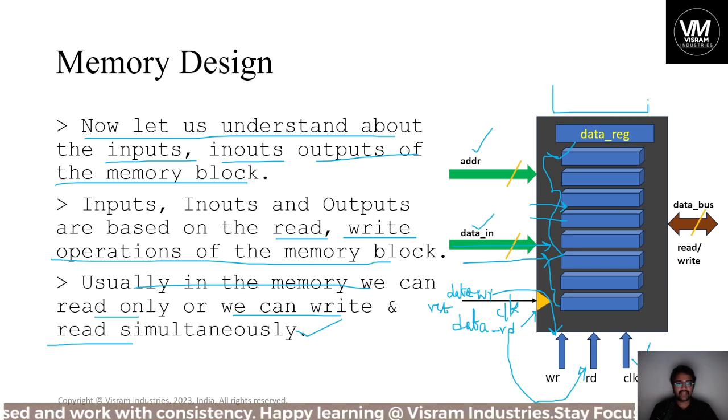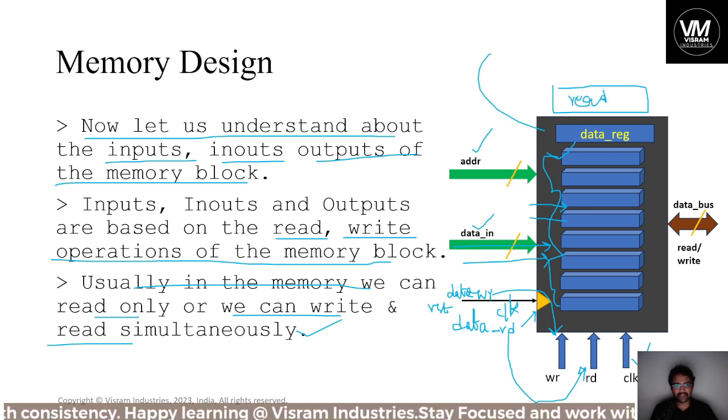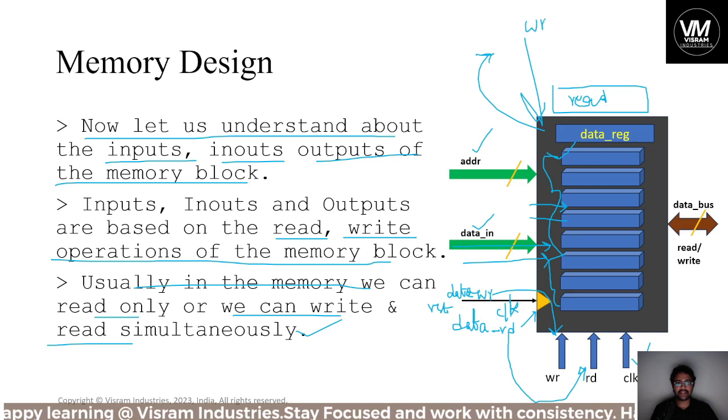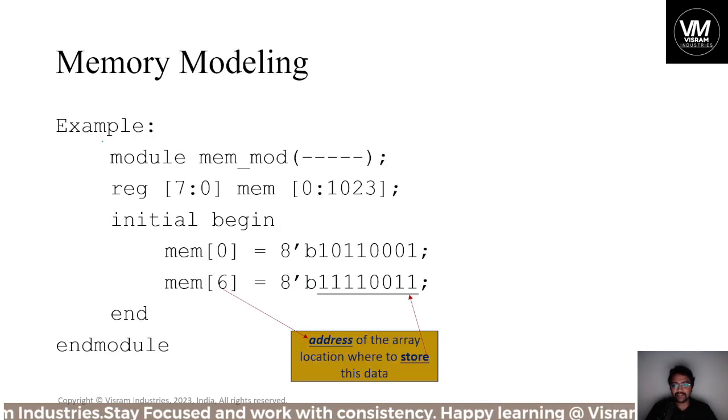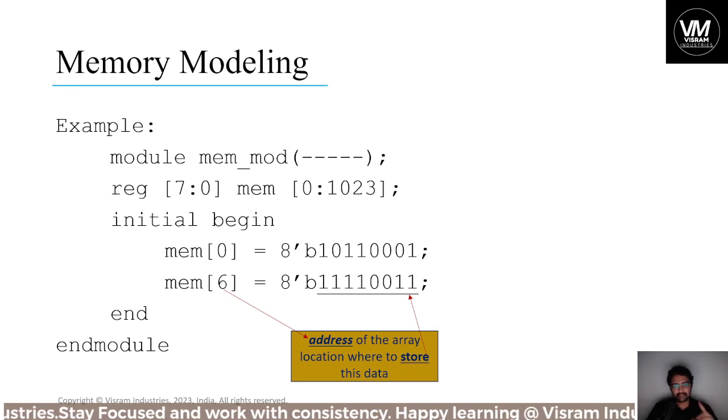Either you can only read, like read only memory, from that memory you can always read, or you can always write. Okay, so that is the application. Now moving to the example, some basic example.